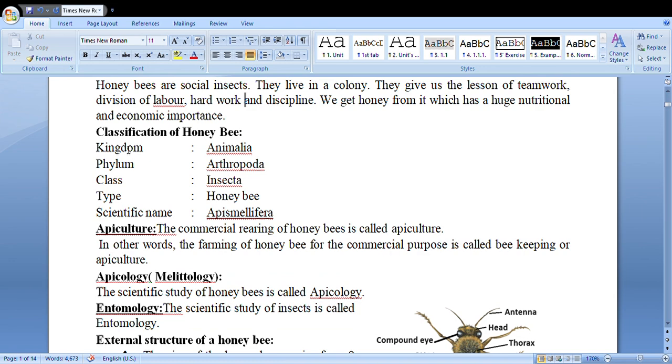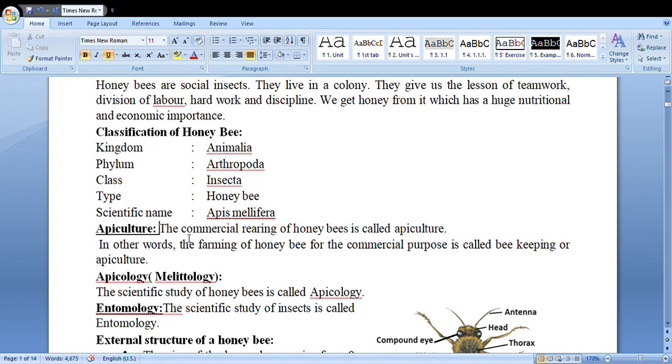Classification of honeybee. Honeybee lies in the kingdom Animalia, phylum Arthropoda, class Insecta, and its scientific name is Apis mellifera.